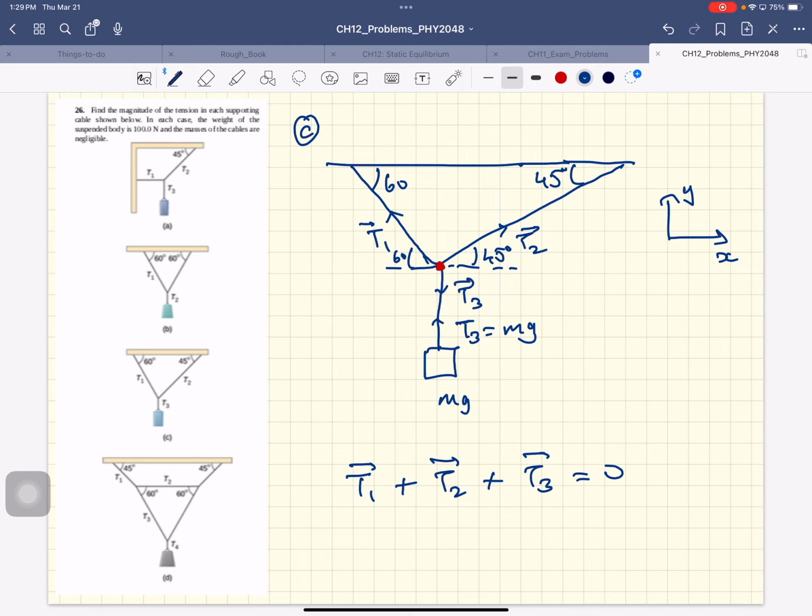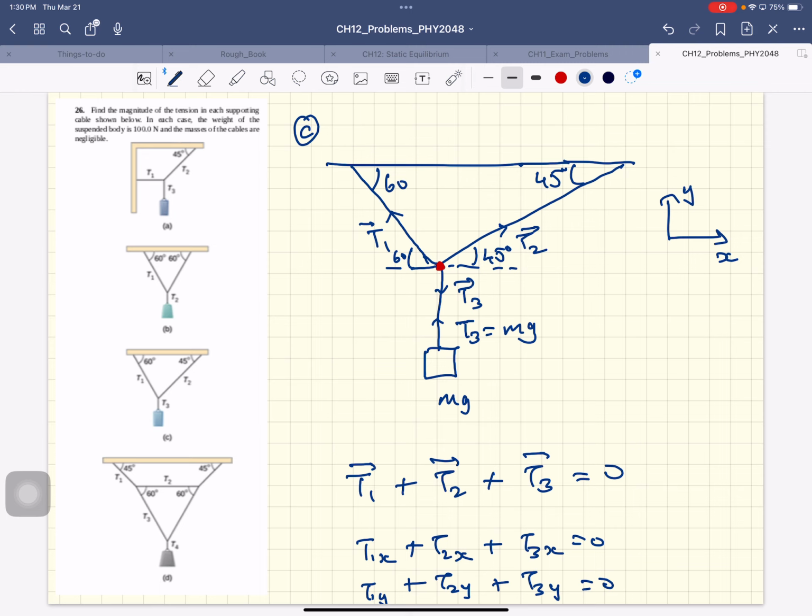How many equations is this? Well, so it's 3 generally, but these are forces in 2 dimensions, so that's 2 equations, x and y components. So T1x plus T2x plus T3x should be 0, and T1y plus T2y plus T3y equal to 0.